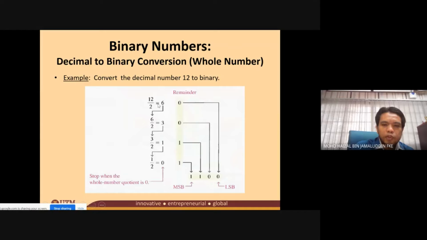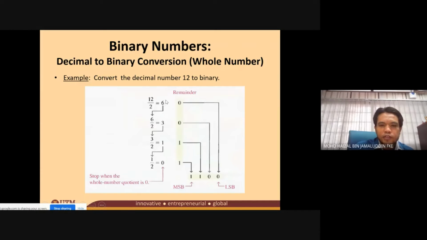Okay, you divide, you will have the 6. So 6, that means you don't have the remainder. Okay, so the remainder is 0 because you don't have the remainder. Tak ada baki ya. Okay.